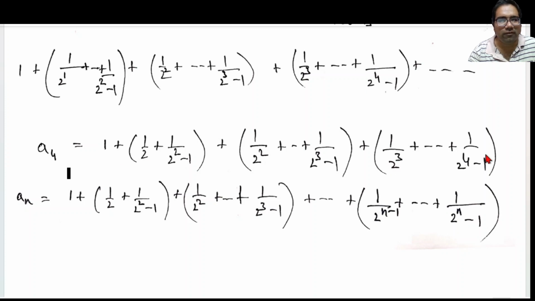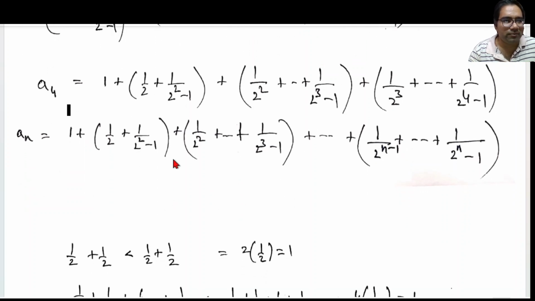A of 4 we can write it like this. Total 15 terms, 2 power 4 is 16 minus 1, 15 terms. We are breaking it like this: 8, 4, 2 and 1. Similarly, A of n we can break it like this.